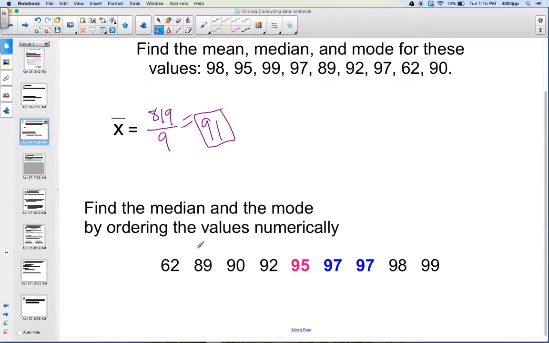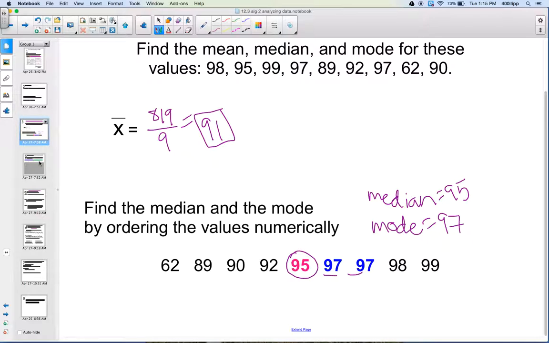Finding the median, which is when we have to order them from least to greatest, the median is the middle. Since we have 9 numbers, an odd amount, we'll have exactly one number right in the middle here. There's 4 below that, 4 above that. So the median of this set is 95. And the mode, the one that comes up the most, is we have 2 97s, so the mode is 97.